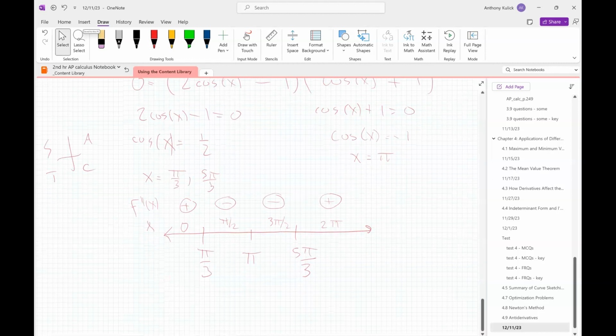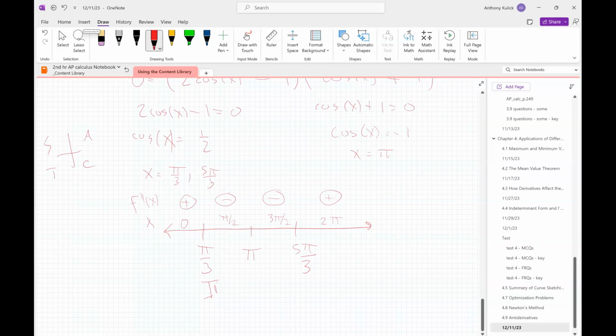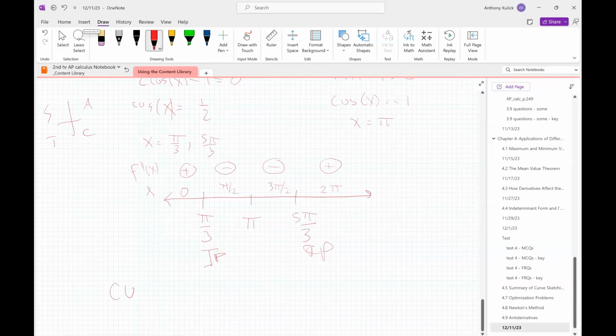So we see that those guys are inflection points. We are concave up from 0 to pi over 3, and then again from 5 pi over 3 to 2 pi, and we're concave down from pi over 3 to pi, and then from pi to 3 pi over 2.